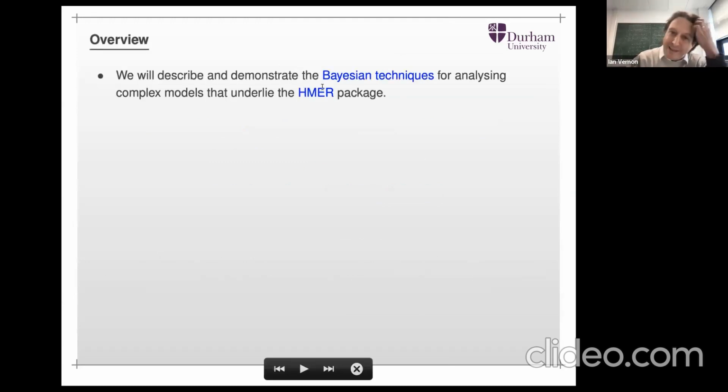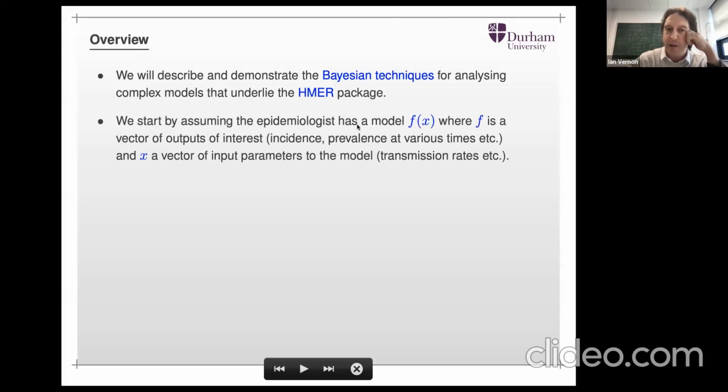So we're going to describe and demonstrate these Bayesian techniques. We're Bayesian statisticians, so it's rooted in a Bayesian world for analyzing complex models that underlie the HMER package. We're going to start, and I'm going to use this quite a bit, so I thought I'd start straight away. We're going to start by assuming the epidemiologist, that's you, has a model.